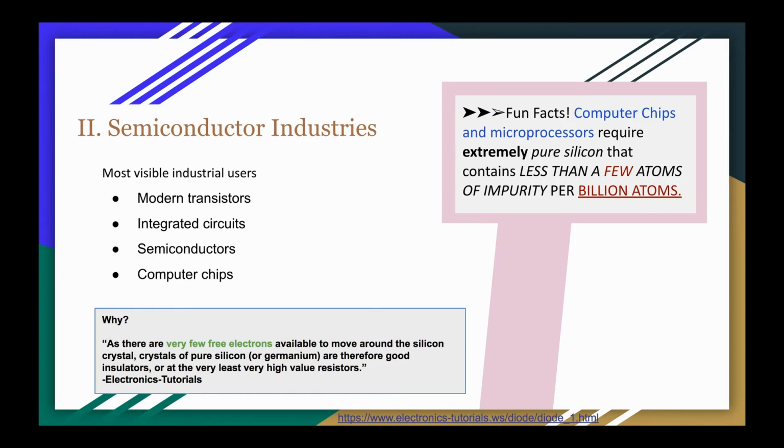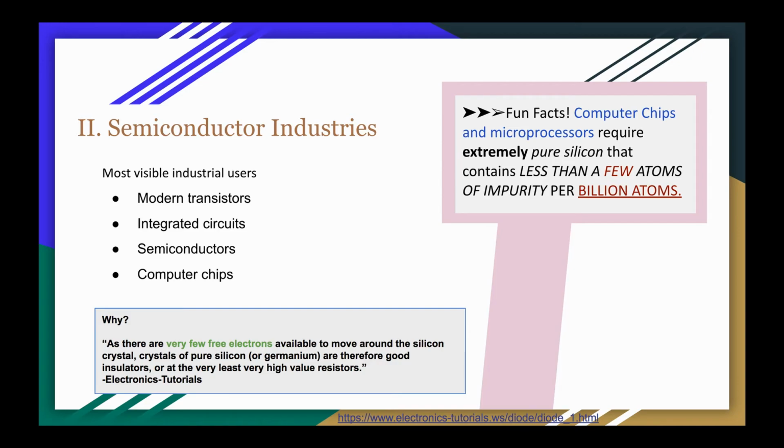Now we'll be discussing how it is used in the semiconductor industry. The semiconductor industry uses silicon quite frequently, but they use it in its purest form, which is pretty hard to find. They use it in computer chips and microprocessors. They also use it in modern transistors and integrated circuits.